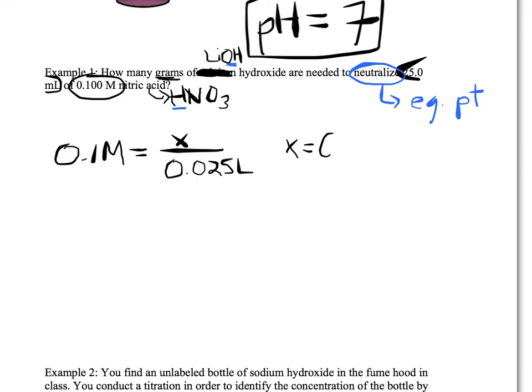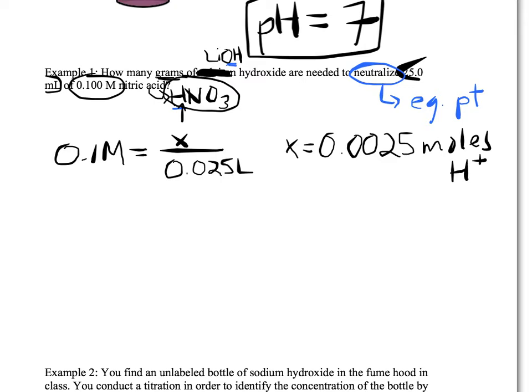This gives me an answer of 0.0025 moles of nitric acid. Now, since we have 1 hydrogen for every 1 molecule of nitric acid, because the subscript for H is 1, the 0.0025 moles of acid is the same thing as the 0.0025 moles of H+.